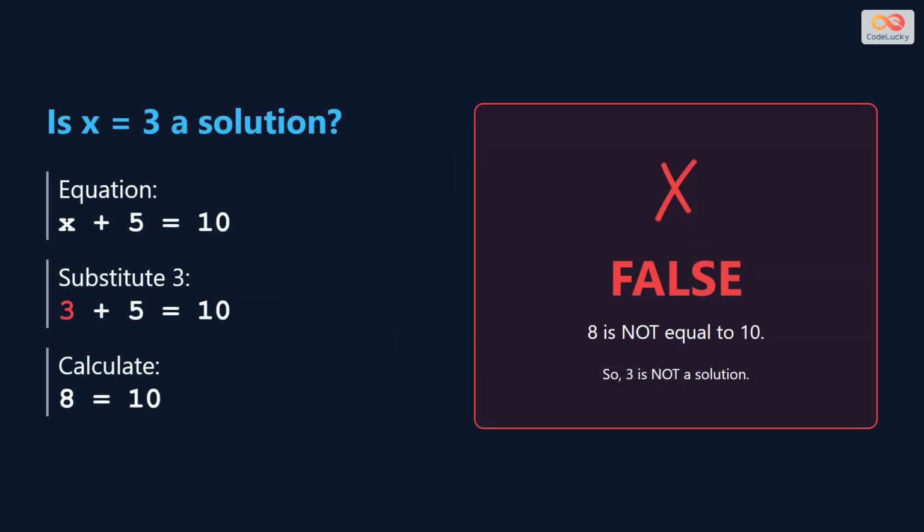So how do we know if a number is the solution? We test it. Let's see if the number 3 is the solution to x plus 5 equals 10. If we replace x with 3, we get 3 plus 5. That equals 8. But the equation says it should equal 10. Since 8 is not equal to 10, this is false. So 3 is not the solution.